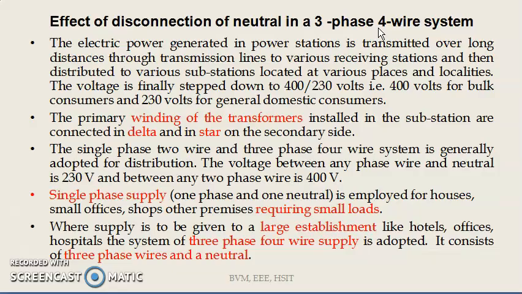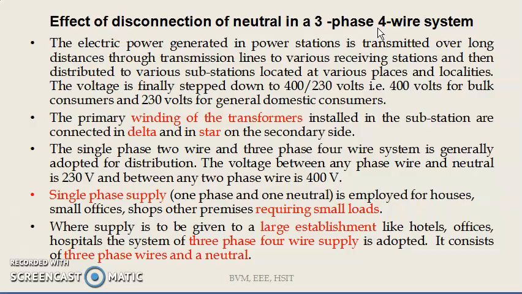A single-phase two-wire system and a three-phase four-wire system are generally used for distribution purposes. The voltage between any phase and a neutral is 230 volts, as I told you, and between any two lines or any two phases is 400 volts. Single-phase supply is used for small, light loads like houses and small shops, but a three-phase four-wire system is used for large establishments like hospitals, industries, and institutions.